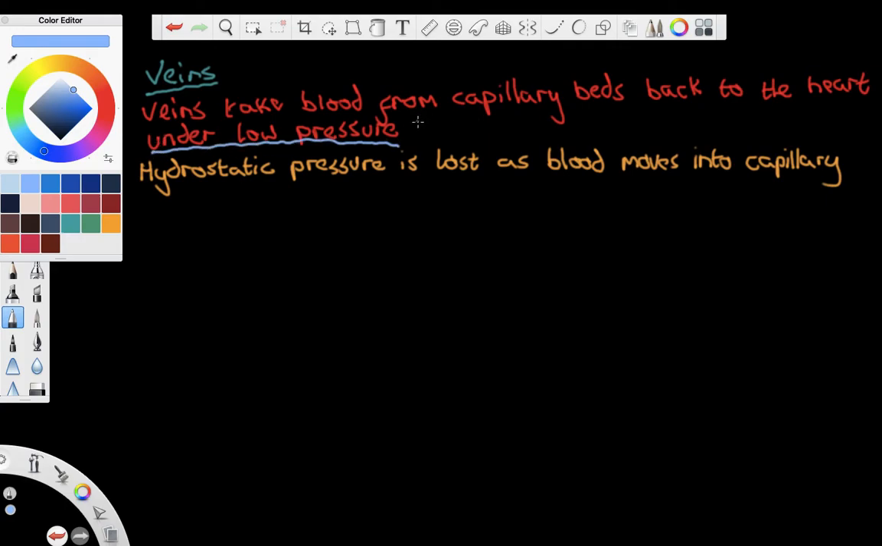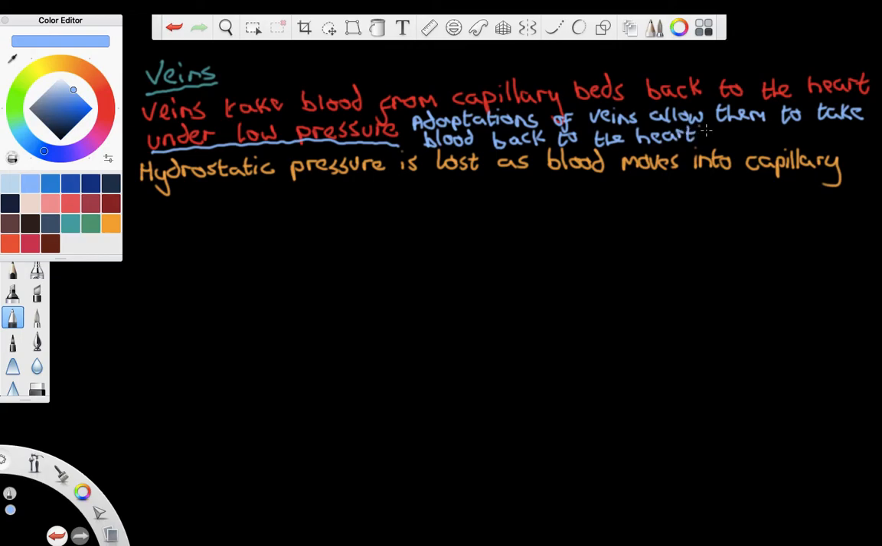Okay? So, adaptations of veins allow them to take blood back to the heart under low pressure. Okay?